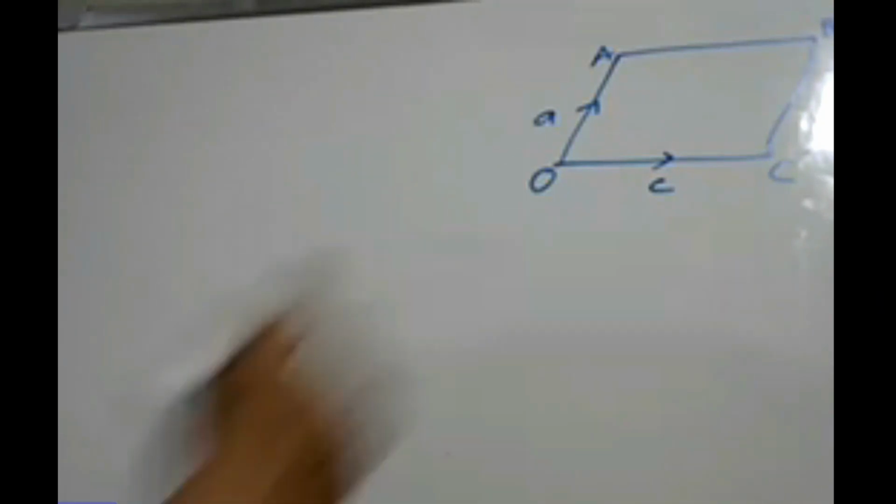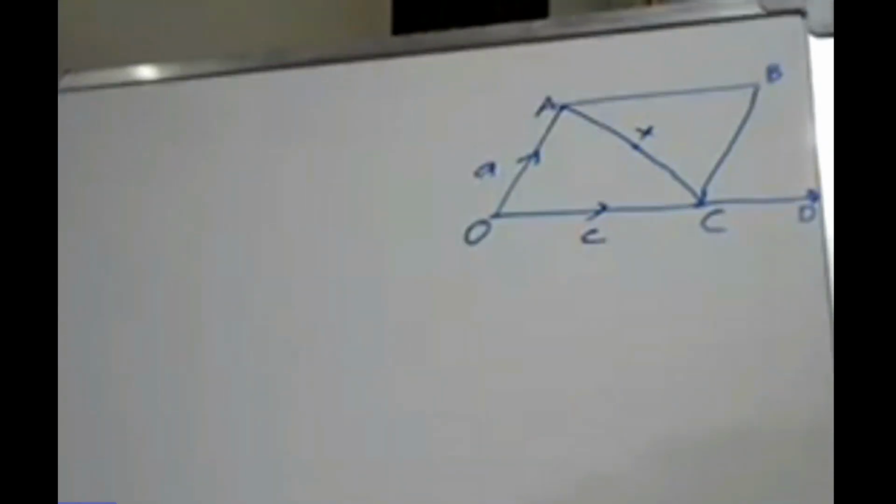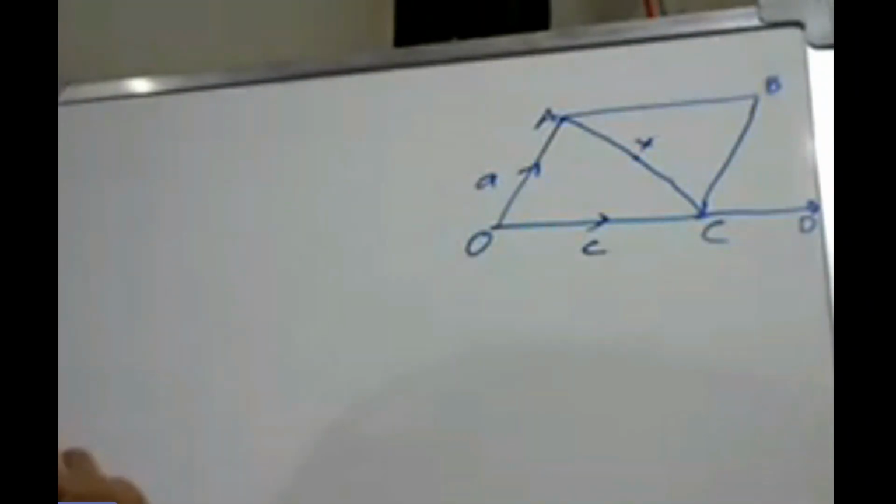Given that X is the midpoint of the line AC. So let me join that AC, and the midpoint is marked as X. And OCD, so I have to extend this. Let me call a point over here as D. It's given that OCD is a straight line, so only this much is given. OC to CD is in the ratio K is to 1.